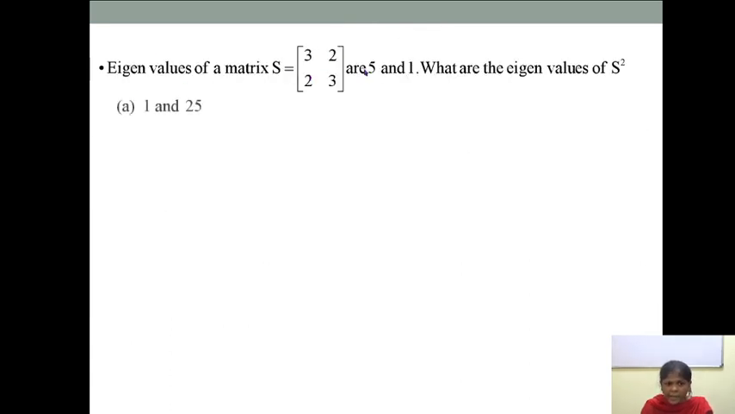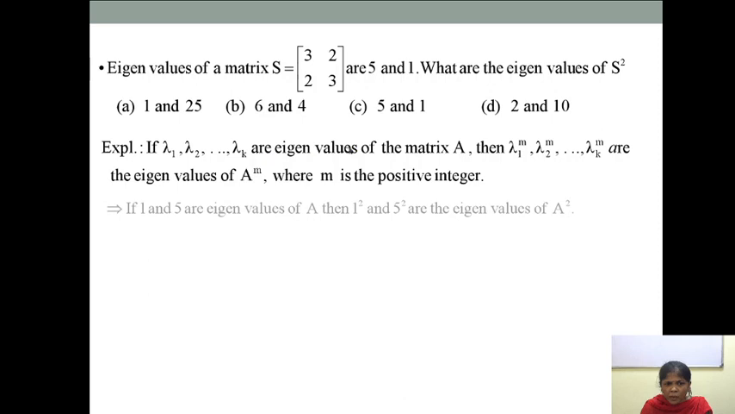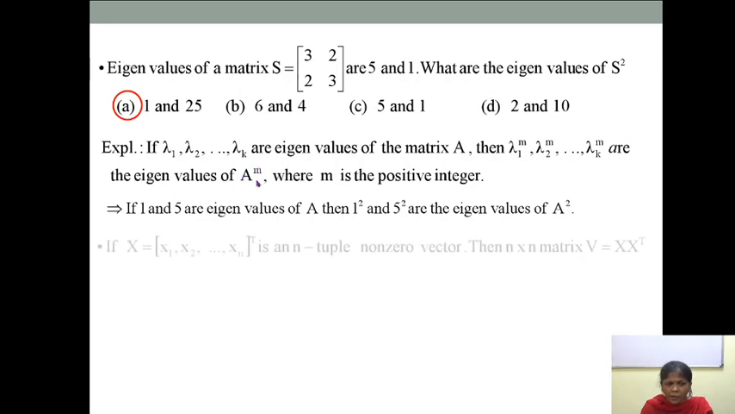The matrix S has eigenvalues 5 and 1. What are the eigenvalues of S square? What will you do? Will you find the eigenvalues of S square directly by solving the characteristic equation? I will not suggest you go through that. Here I am going to use a property of eigenvalues. What is that? If the eigenvalues of A are lambda 1, lambda 2, ..., lambda k, then the eigenvalues of A raised to m will be lambda 1 raised to m, and so on. Just raise the power to each eigenvalue as per the required matrix.